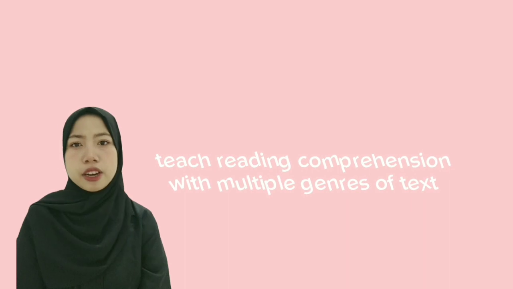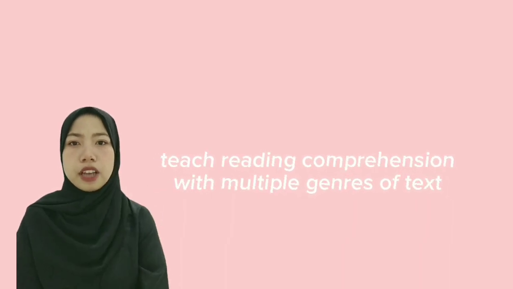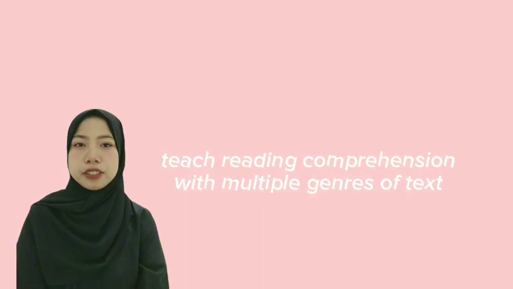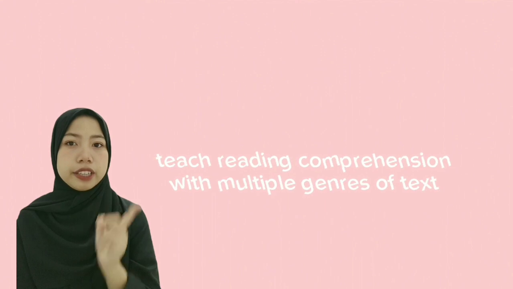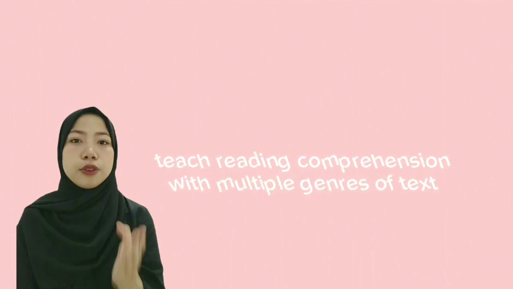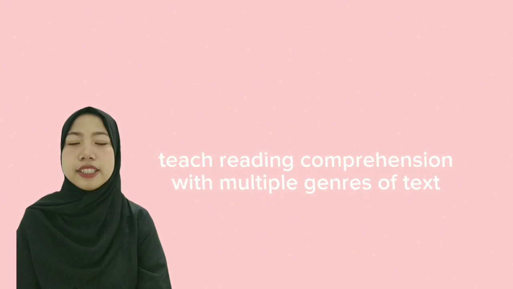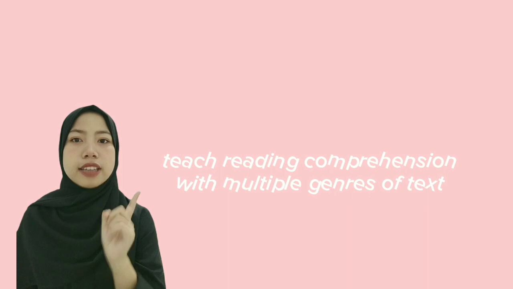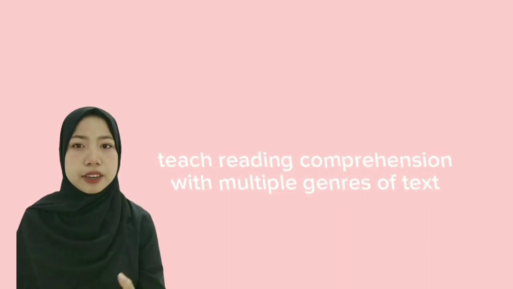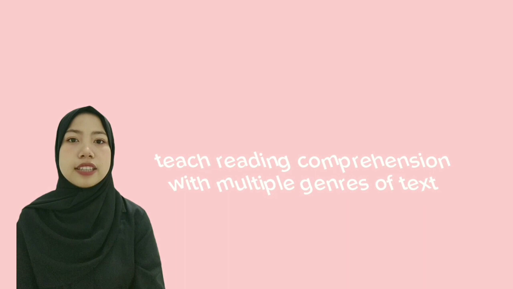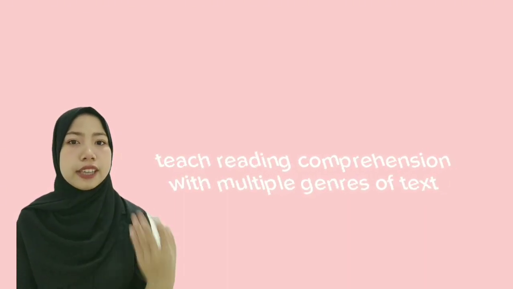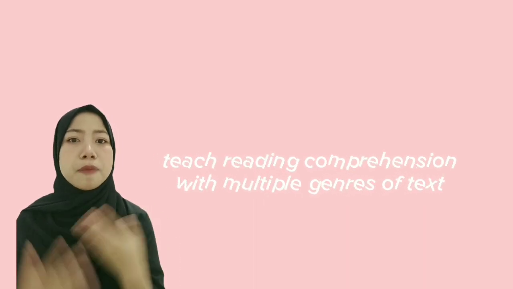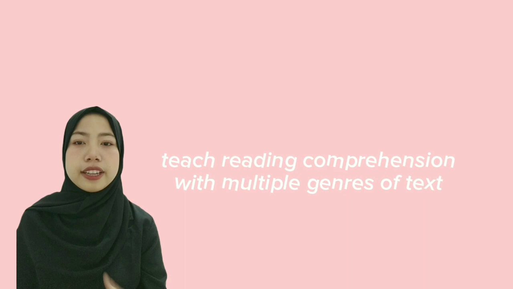The first, teach reading comprehension with multiple genres of text. Teachers should use both literary and informational text in reading comprehension instruction, including both printed and digital text, because a student's mastery of one does not necessarily transfer to the other. State standards may provide additional guidance on which genres students should be able to comprehend at a given grade level.